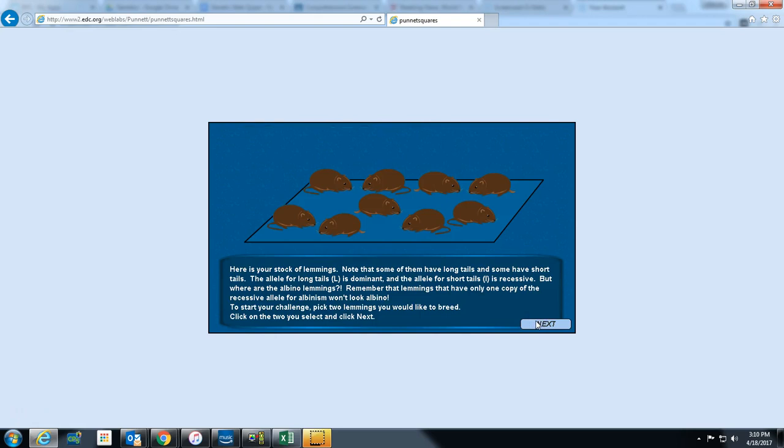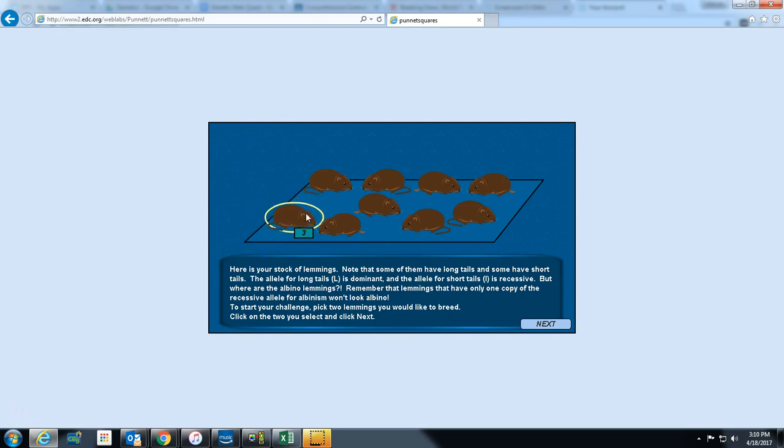Here's our stock of lemmings. Note that some of them have long tails and some of them have short tails. The allele for long tails, capital L, is dominant, and the allele for short tails, little l, is recessive. But where are the albino lemmings? Remember that lemmings that only have 1 copy of the recessive allele for albinism won't look albino. So we have to pick 2.